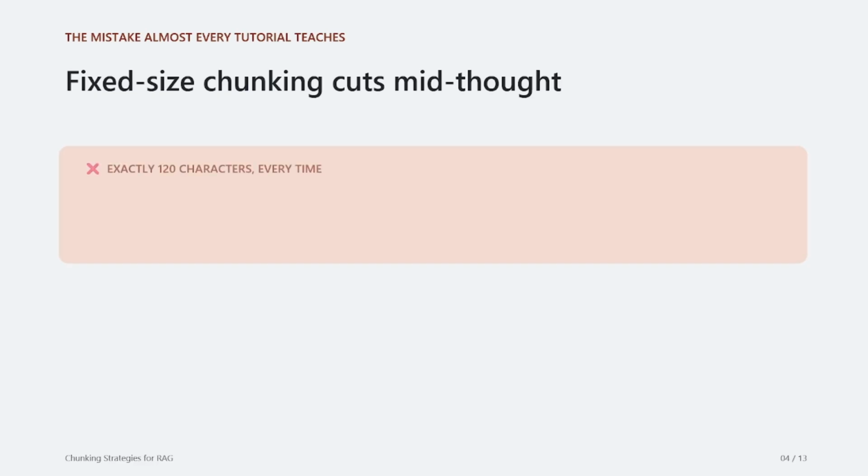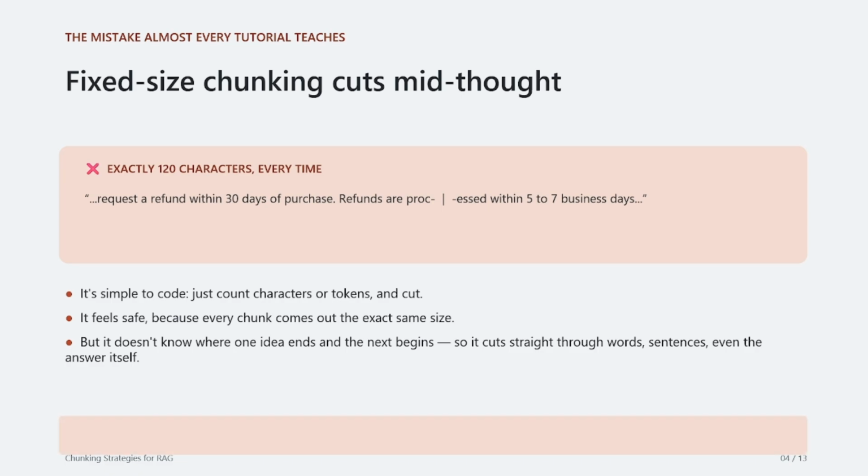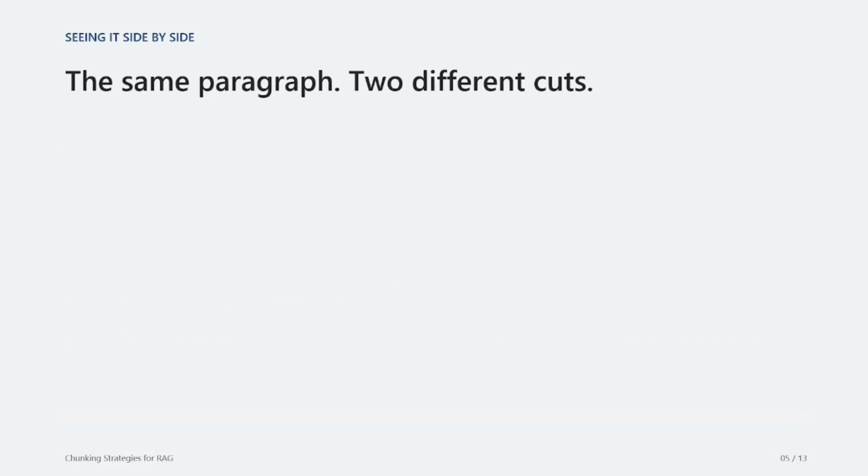Here's the mistake almost every tutorial teaches. Fixed size chunking: just count exactly 120 characters or a fixed number of tokens and cut every single time. It's simple to code, and it feels safe because every chunk comes out the exact same size. But look at this real example. The cut lands right in the middle of the word process. It doesn't know where one idea ends and the next begins. It's like cutting a sentence in half and only reading one of the two pieces.